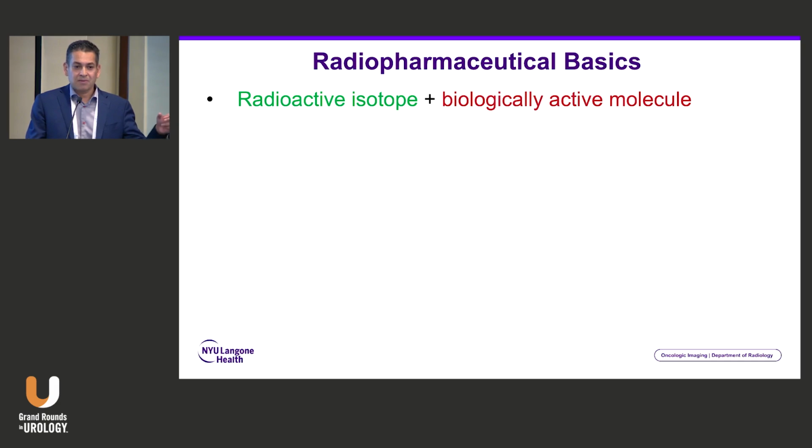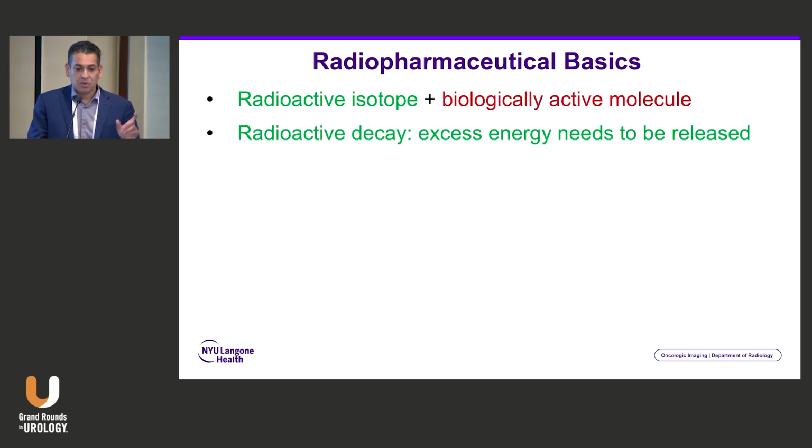The radioactive isotope, by definition, is just going to be a compound that is unstable because it has too much energy, and it's wanting to offload that energy in one way or another, and we'll see which ones of those are used in the diagnostic and in the therapeutic spectrum. But as importantly, we always need a second component, which is that biologically active molecule. So two different parts.